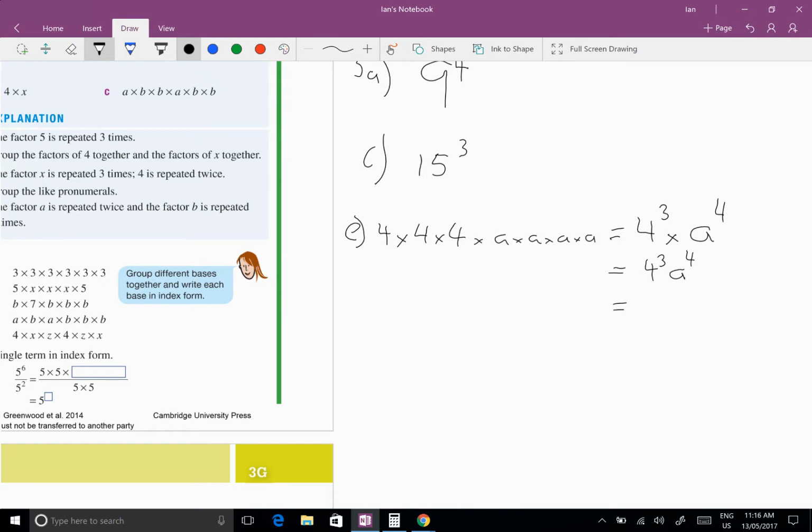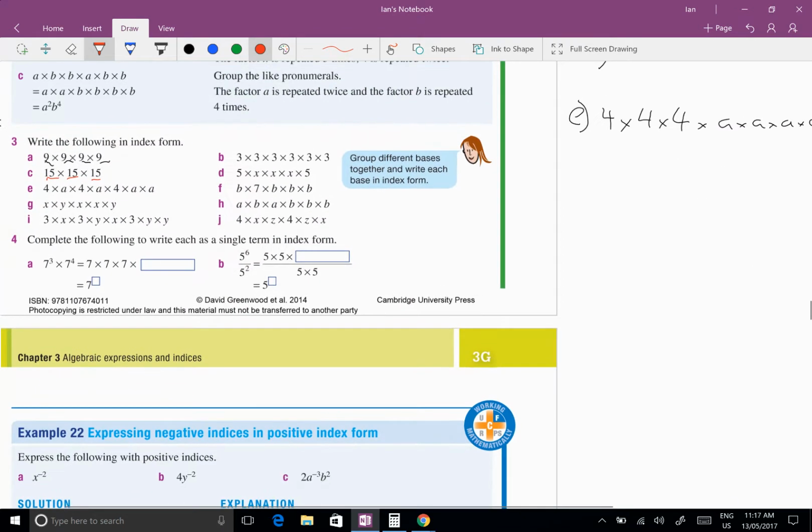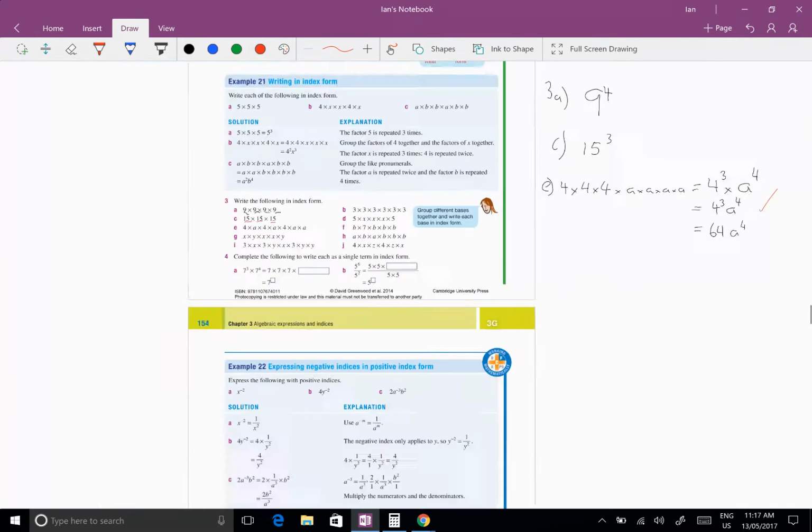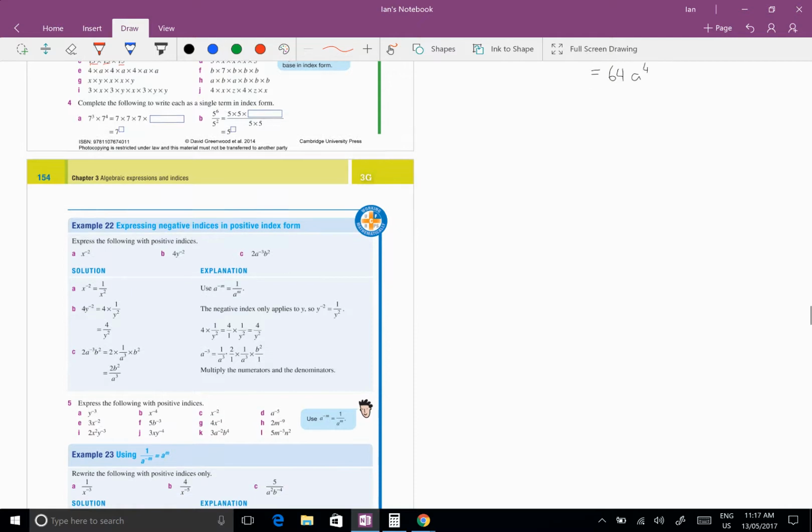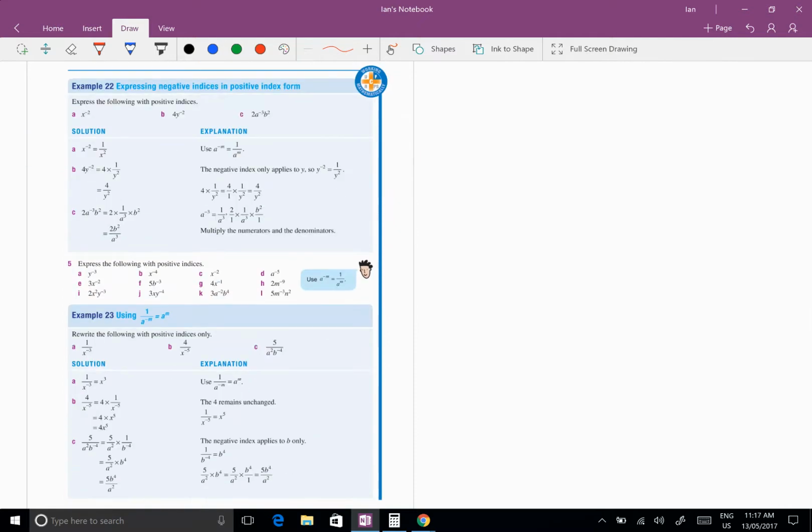And if you're really smart, or you used your calculator, you'd do 4 cubed, and you'd realise that that's 64a to the 4. Now the answer's in the back of the book. Yes, they just leave it as 4 cubed, which I'd be happy for you to do as well, because we're practicing index notation. So question 3 is pretty easy. Let's have a look at question 5.